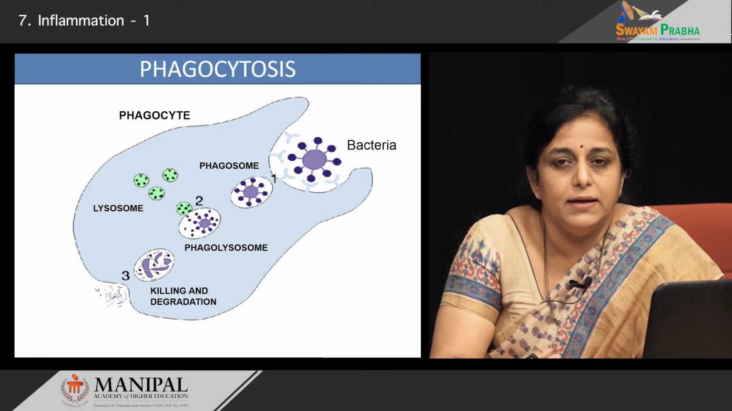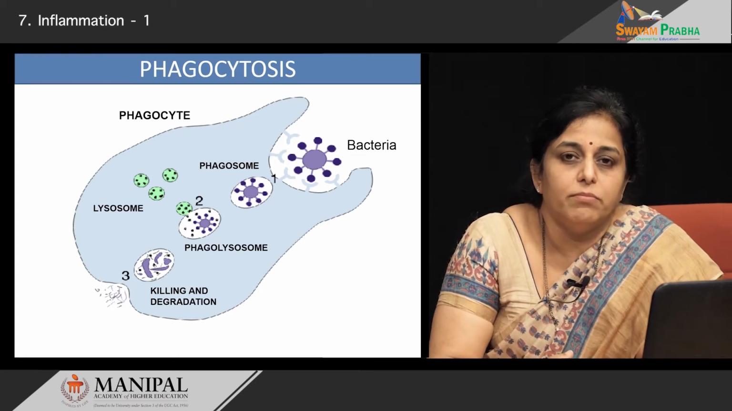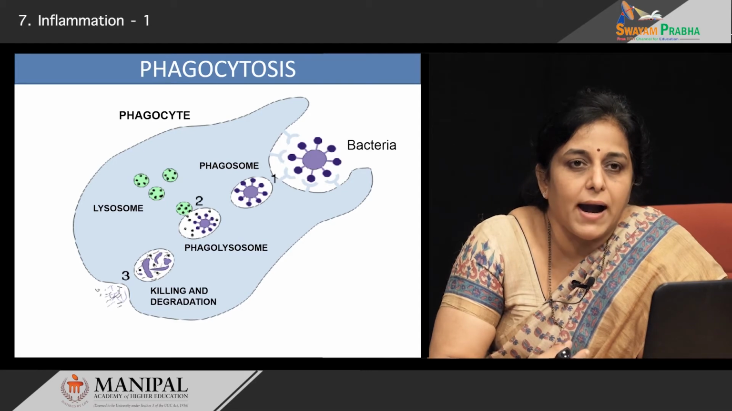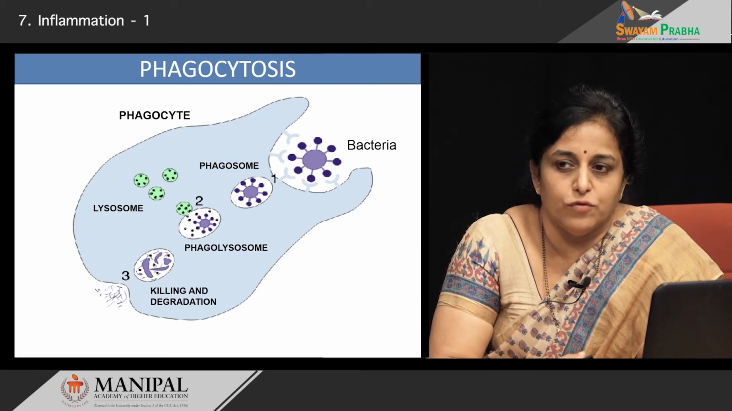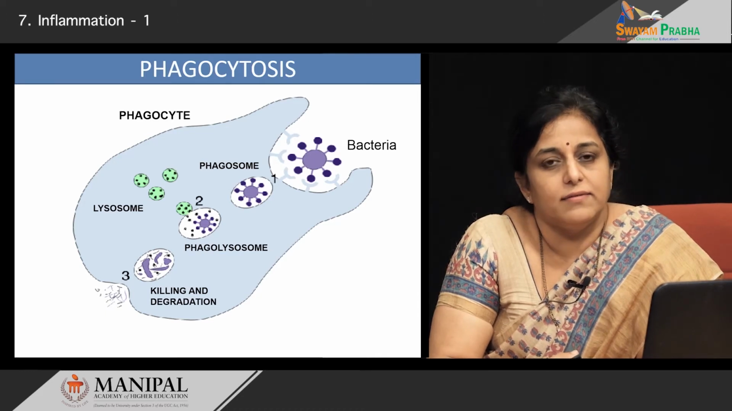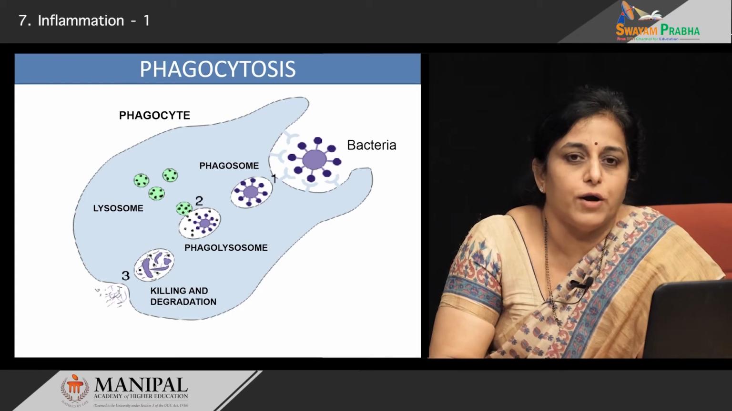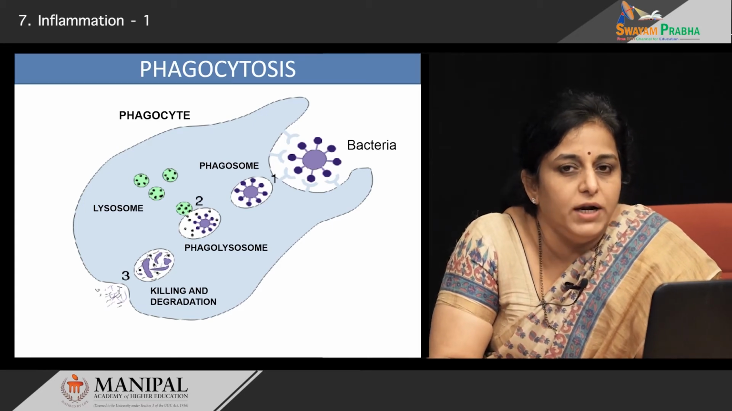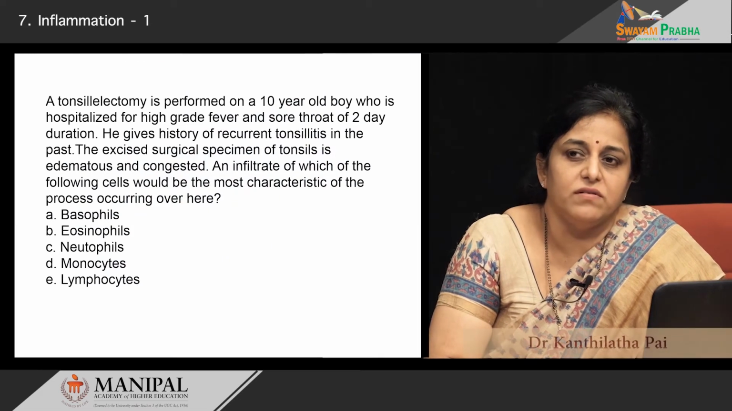Now, here you can see phagocytosis, where the cell is eating up the bacteria, and the bacteria is taken up within a vacuole which is called a phagosome, which combines with the lysosomes which are packed with destructive enzymes to form a phagolysosome, and then these bacteria get killed or degraded. So, this is the process of phagocytosis, which we will learn more in detail in the next class. So, let us look at some questions.